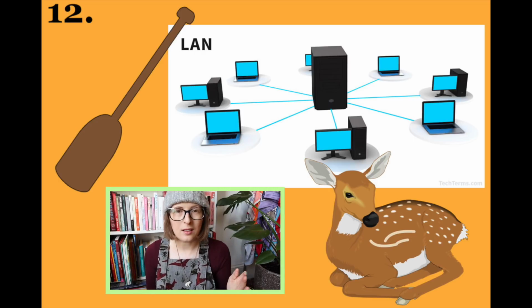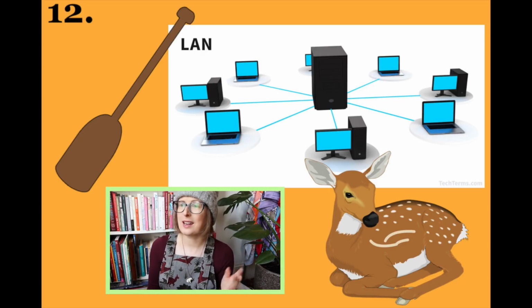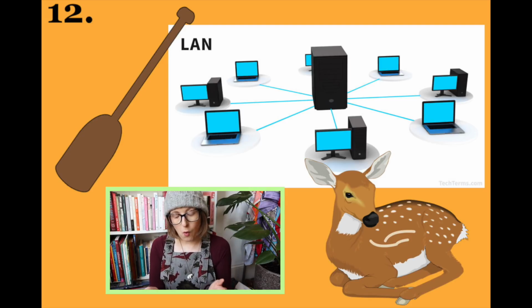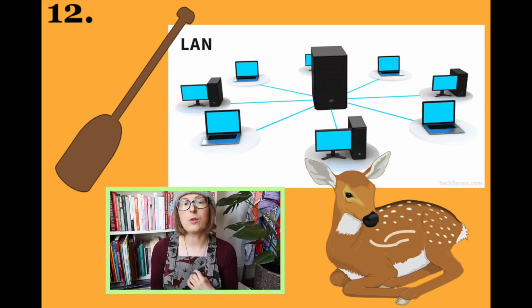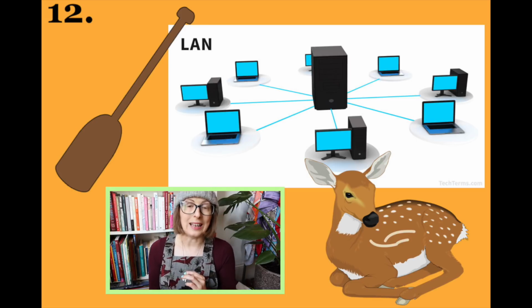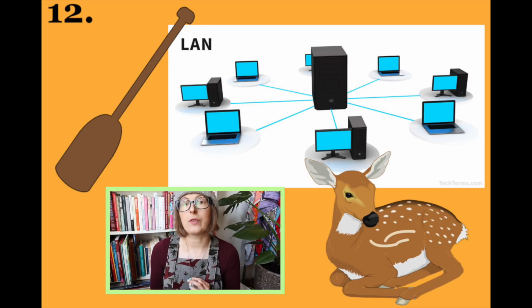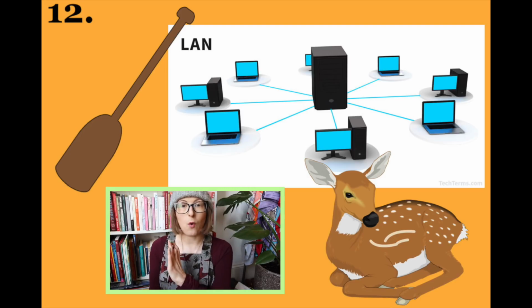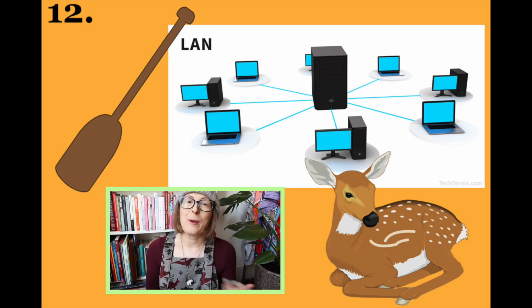I hope that you can tell that that's an oar. I was worried it looked a little bit like a broomstick, but it's done now. This is an oar. And then we have a picture of a local area network, so a LAN. And then we have a picture of a deer, but it's not a stag, it is a doe. So this is oar, LAN, doe by Virginia Woolf.